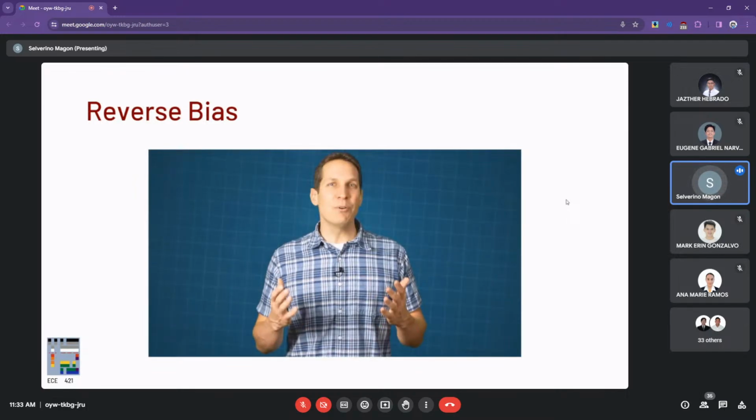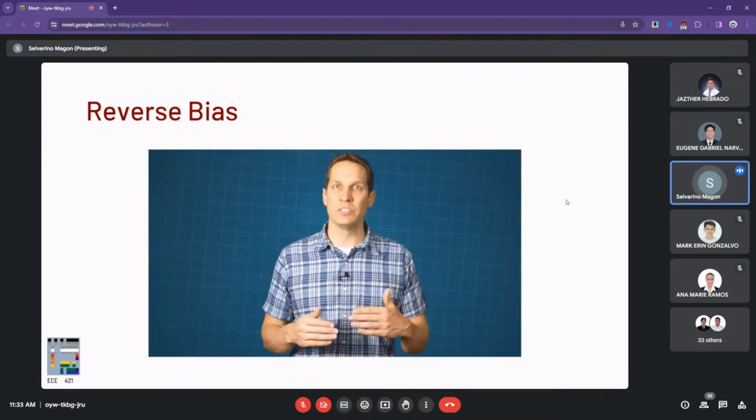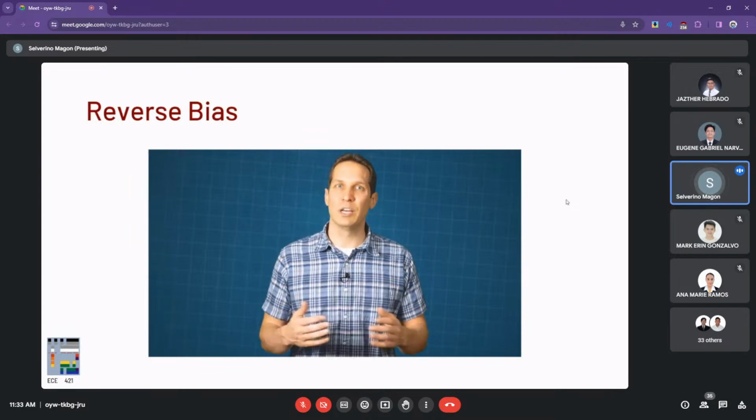So now we know how a diode operates in a reverse bias condition. We also learned about reverse current and how increasing the reverse bias voltage to the breakdown voltage drastically increases the reverse current, which can damage the diode.